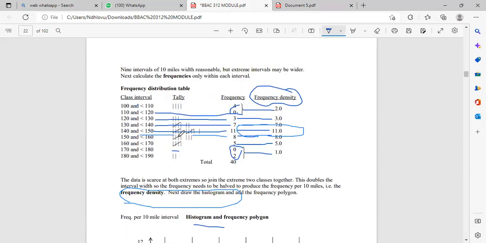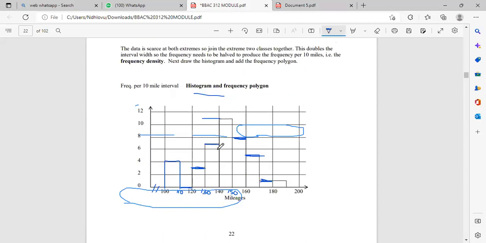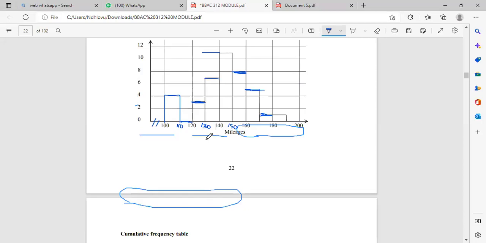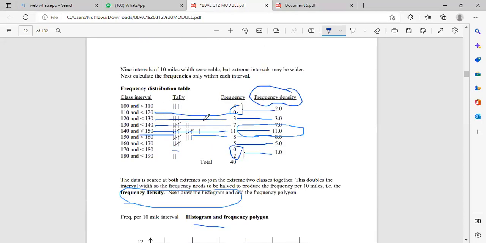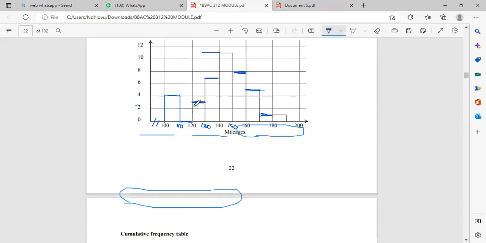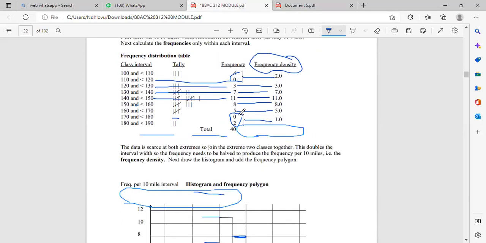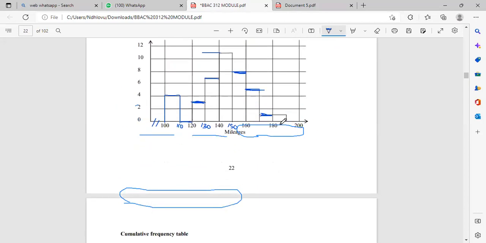Then from 110 to 120, it's 0. So you put a 0 there. Then getting down to 120 to 130, you put a 3 there. Then just about you're finishing up just like that to plot. And then the other one, we are getting a 0, which is from which one? The 170 to 180, 170 to 180.